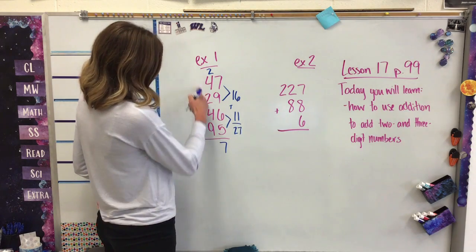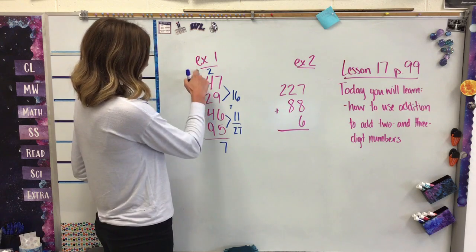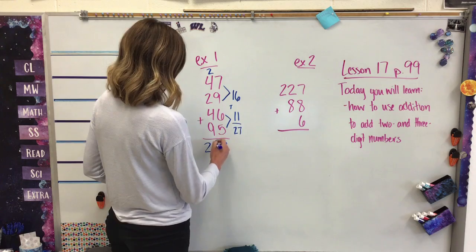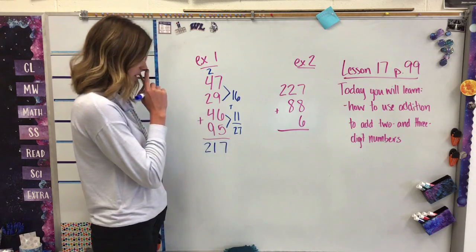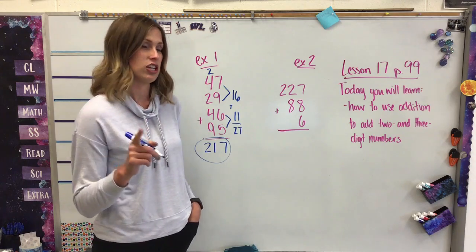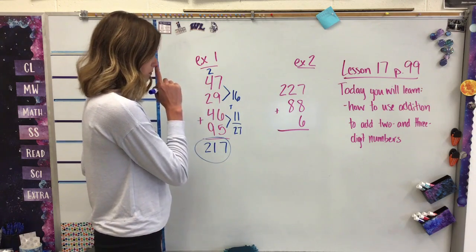Now, I don't have any hundreds places here, so I don't have to put the 2 up here. The 2 can just come straight down here. I can write 21. All right, so I got 217. You should have the same thing on the back of your sheet. Let's go on to example 2.